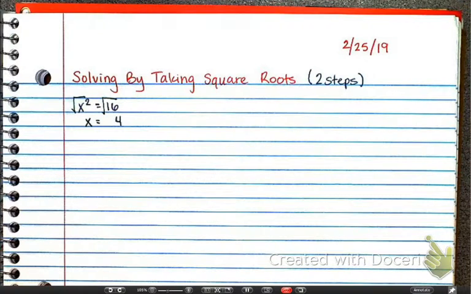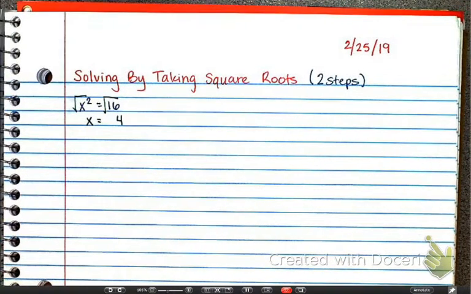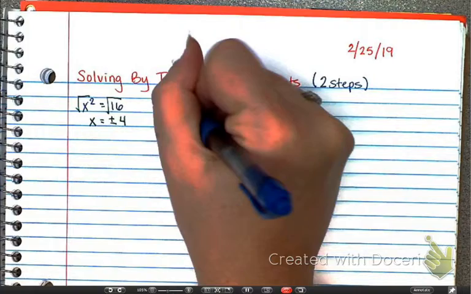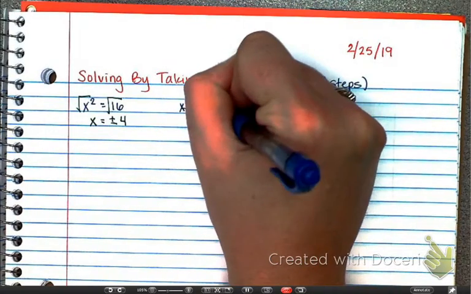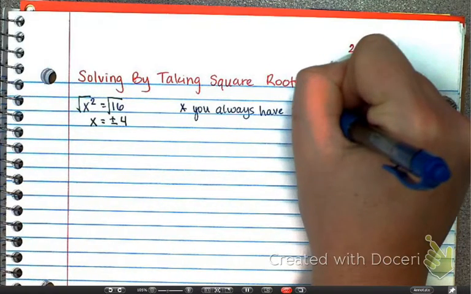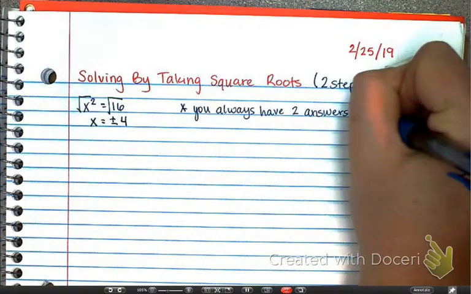That's your answer? X equals 4? Nope. Plus minus. So remember the note you made to yourself on Friday that said anytime you're solving and you take the square root, you have to have one positive, one negative? That still applies. So after you take the square root, you're going to have one plus, one minus. Today we're going to focus on adding and subtracting and then dividing as well. But again, you will always have two answers. Don't forget your plus minus.